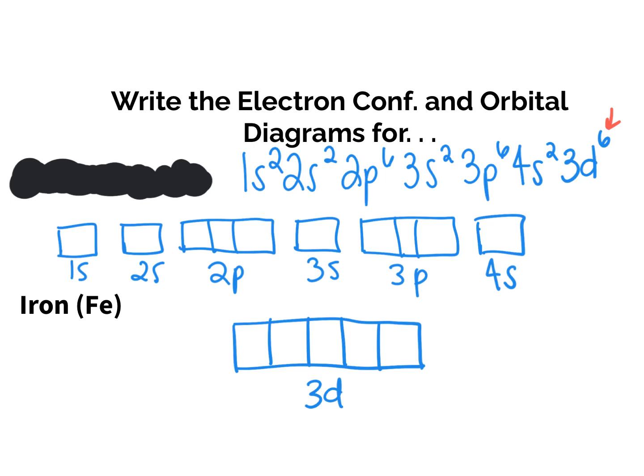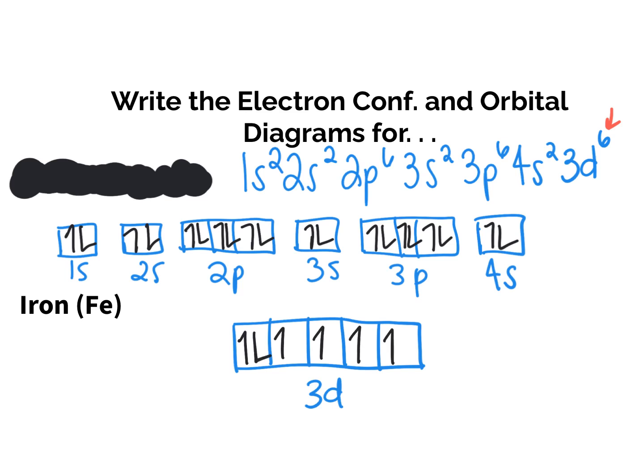So let's quickly fill in these electrons here. 1, 2, 3, 4. Okay. Now we have 6 electrons that we have to place in our 3d box. 1, 2, 3, 4, 5, and 6.